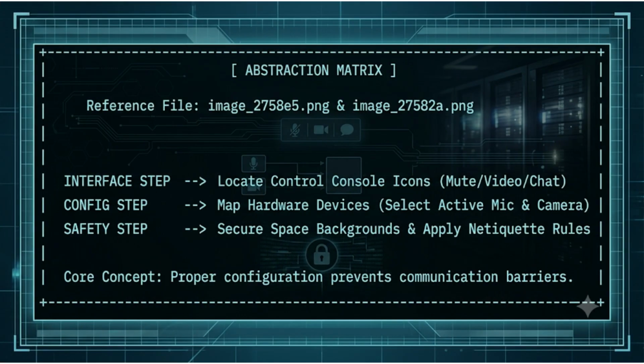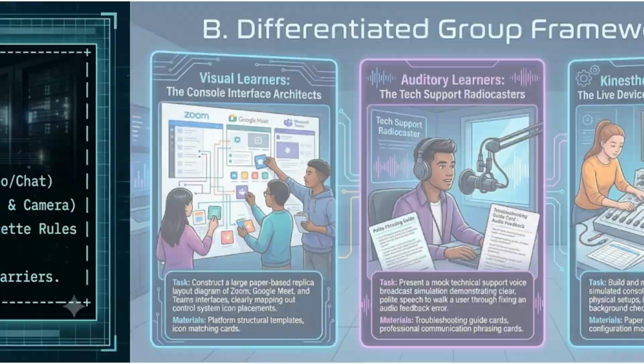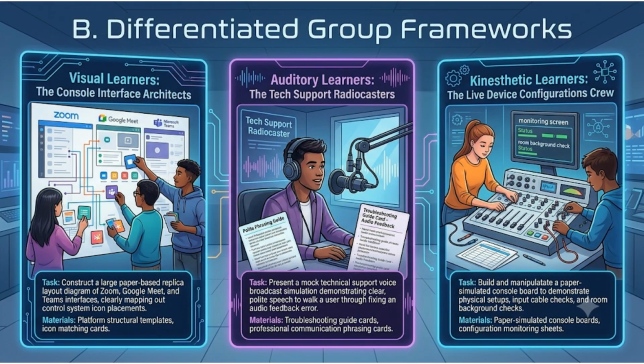This abstraction matrix summarizes the steps. Locate icons, map your hardware, and always prioritize safety and etiquette. Now it's your turn. We'll divide into teams: architects, radiocasters, and the configuration crew to practice these essential skills.